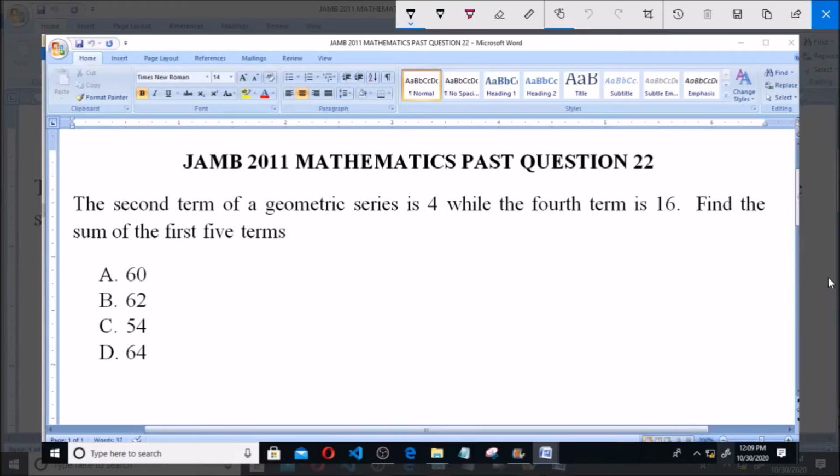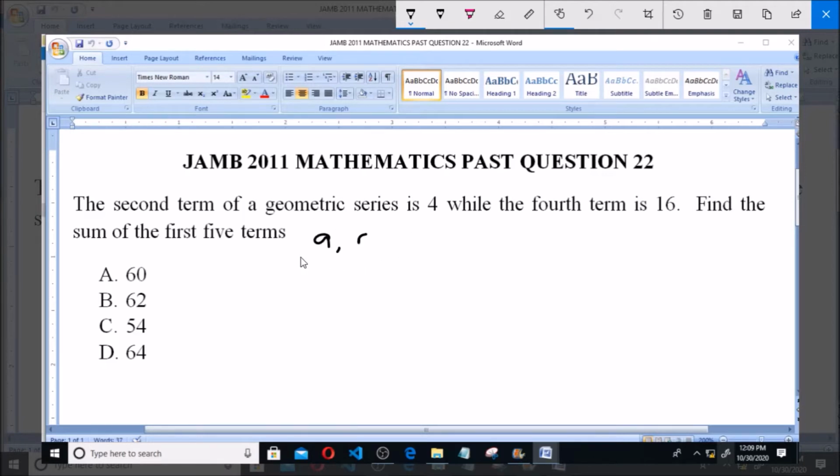I'll be answering JAMB 2011 Mathematics Past Question 22. The second term of a geometric series is 4, while the fourth term is 16. Find the sum of the first 5 terms. Now, for us to find the sum of the first 5 terms, we need what? We need the first term, which is A, and the common ratio, which is R.